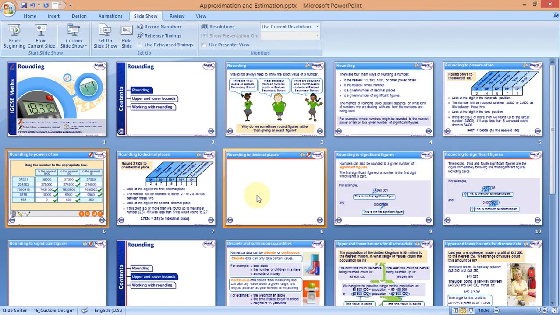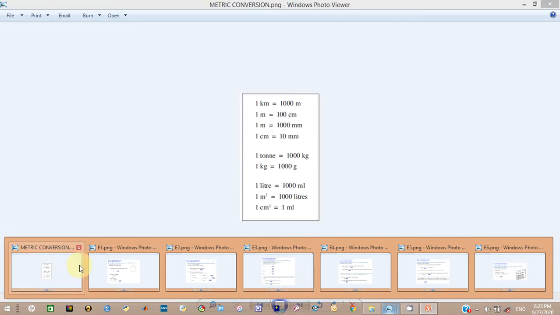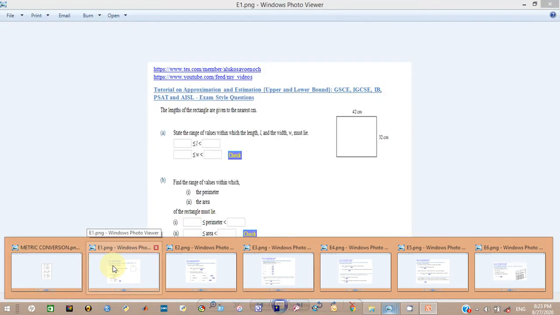In today's session, I'll first run through a board work on approximation and estimation for a better understanding of the topic. Under that, I'll be considering the following content: rounding, upper and lower bound, and working with rounding. Then second, I'll work on some IGCSE exam style questions on upper and lower bound.